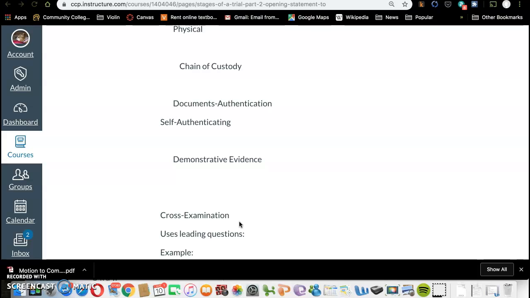So once the evidence from a particular witness is complete, then we use cross-examination. And I will stop at this point and start another session for cross-examination.